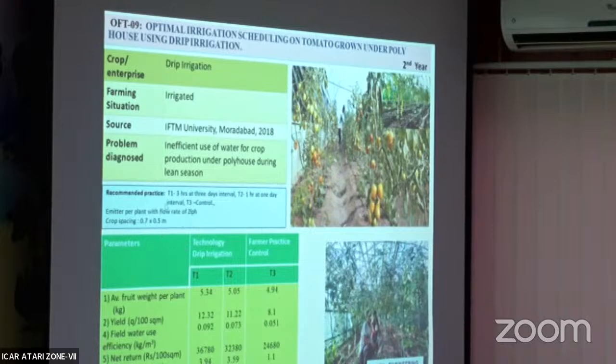And the practice which we have followed is this one. After compiling the data, we observed that drip irrigation for 3 hours at a 3-day interval was found to be the best under our trial. And the BC ratio also was highest with this T1.